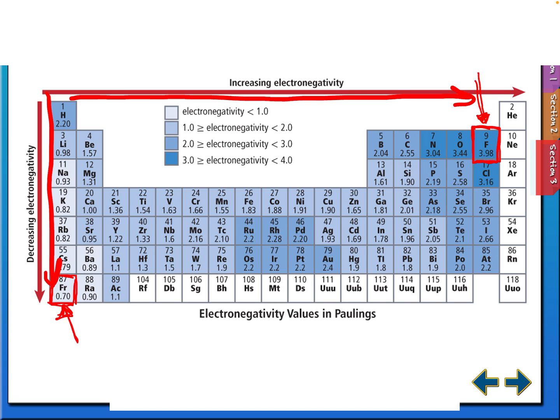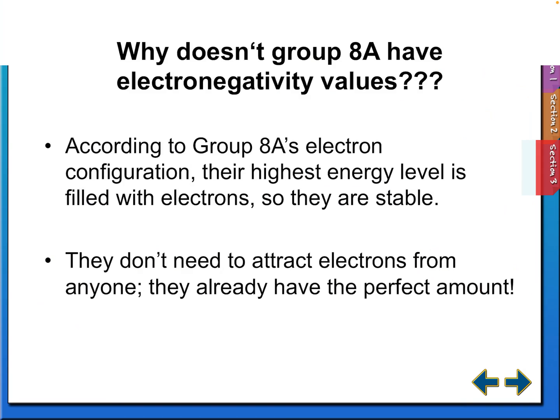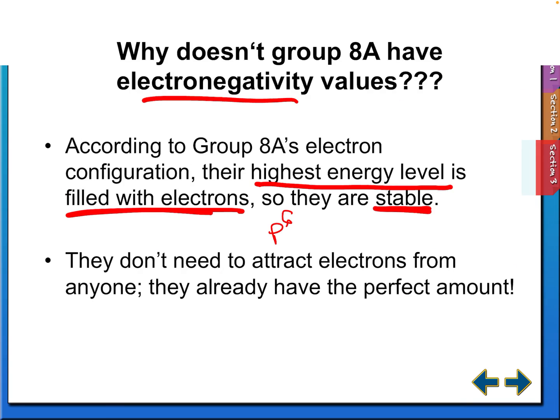All right, notice group 8A. They don't have any numbers. We have to think about why. Since all elements want to look like noble gases, why do noble gases need to attract electrons? The answer is they don't. So it says, why doesn't group 8A have electronegativity values? Their highest energy level is already filled. Remember that was P to the 6th? So they are stable. They don't need to attract electrons from anyone. They already have the perfect amount.